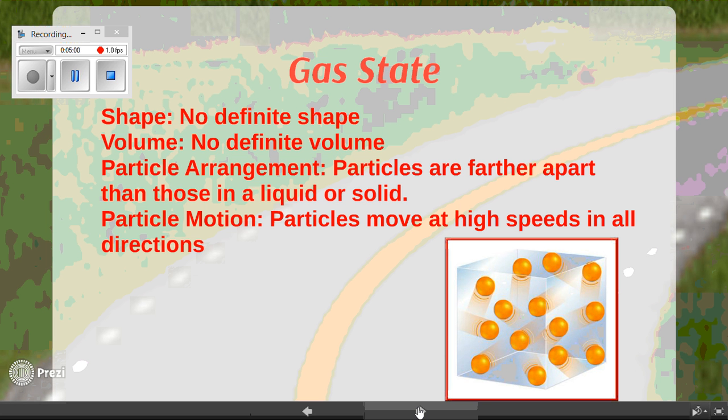They are very far apart from each other, much further apart than those in solids and liquids, and their particles are going to move at high speeds in all directions. They move at high speeds in all directions.